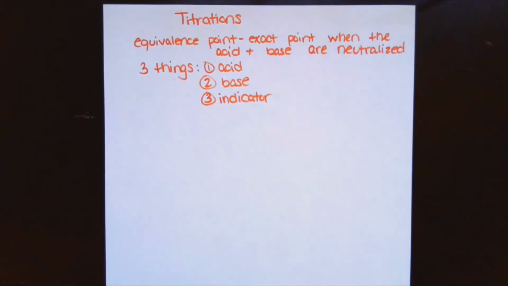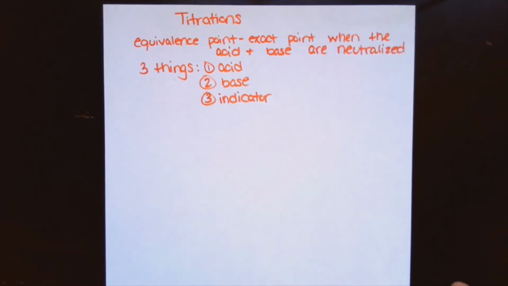Another important thing about the indicator: not only does it need to change at the pH that you're looking for, but it also has to have no effect on the reaction itself. The indicator has to be present, but it cannot react. It can't affect the way that the acid and the base react. It's basically just a spectator waiting to tell you when you've reached the right point in your reaction.